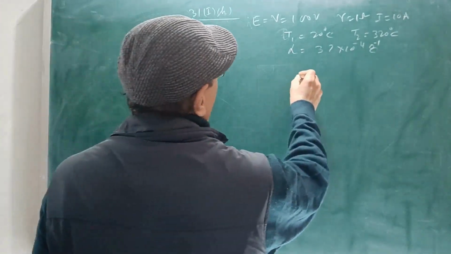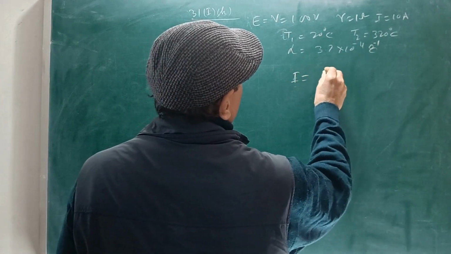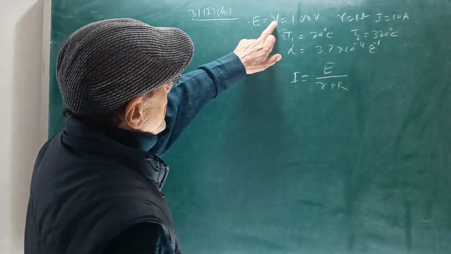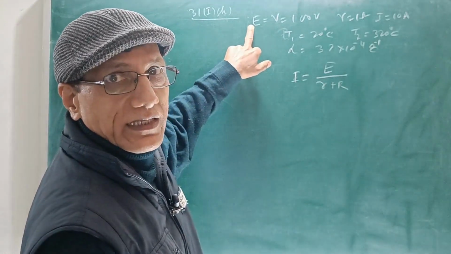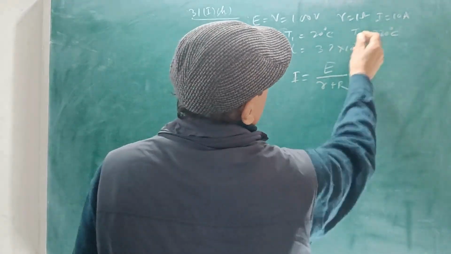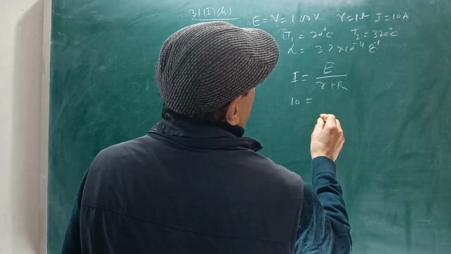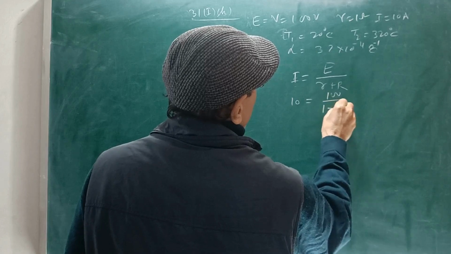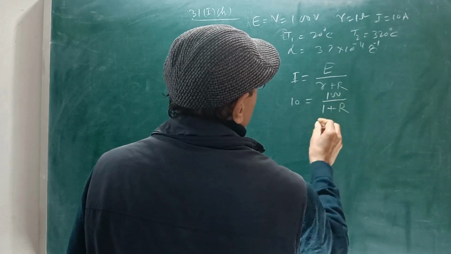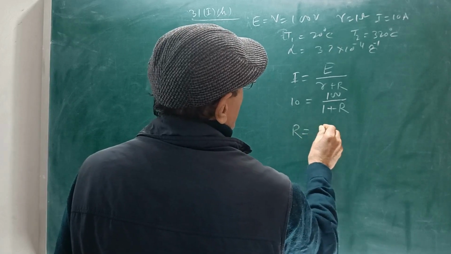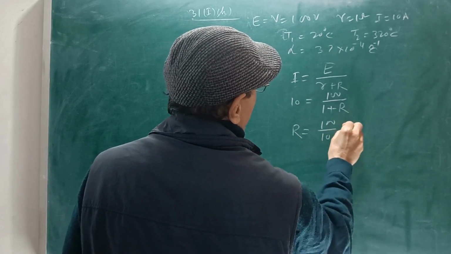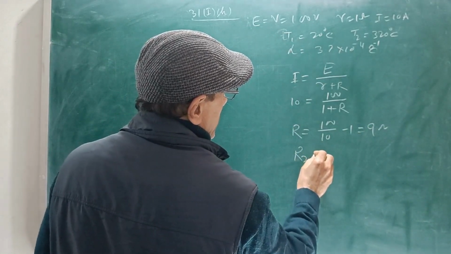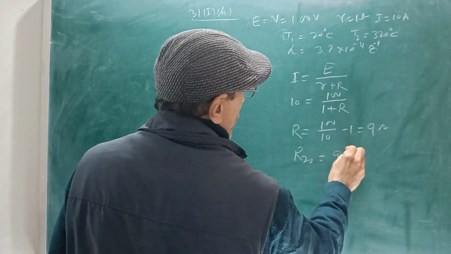We know that I equals E by r plus capital R, the load resistance. Here this V can be taken as the EMF. So here the current is 10 ampere, and E is 100 volt upon r is 1 plus capital R, you can find. So this capital R equals 100 upon 10 minus 1, that is 9 ohm. So this is the resistance at 20 degrees Celsius. R20 you can say is 9 ohm.